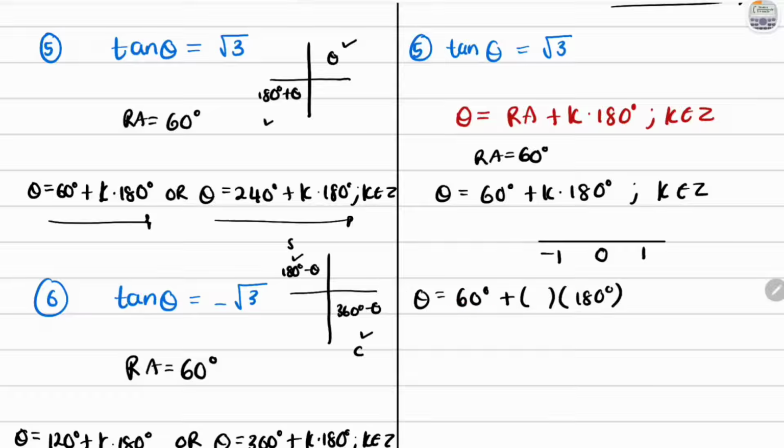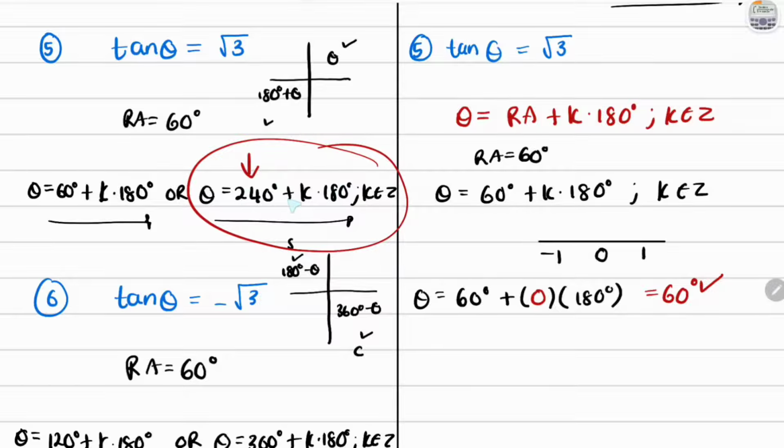If you substituted the integer value of 0 into this, you see that 0 times 180 is 0, and so you just have 60 degrees. Okay, 60 degrees is one of our solutions, and you're going to have plus k of 180. So we're going to keep going every 180 degrees to find more solutions. In other words, we would either add 180 or subtract 180 to find any other solutions. So we get 60 degrees as a solution, but I'm going to show you that you can also get 240 degrees as a solution.